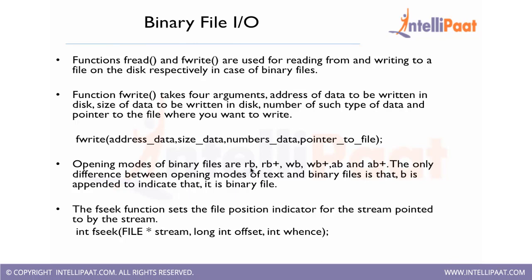So fseek, there is one more function called fseek. The fseek function sets the file position indicator to a stream pointed by the stream. So fseek is nothing but it sets our offset. If suppose we are reading data from a stream and we want to skip some bytes, we can use fseek to just jump to a particular position and start reading from it.